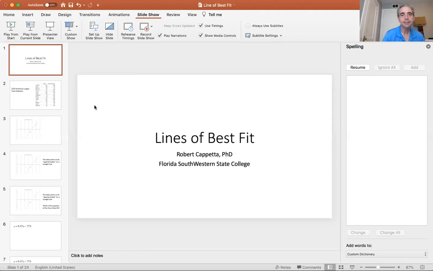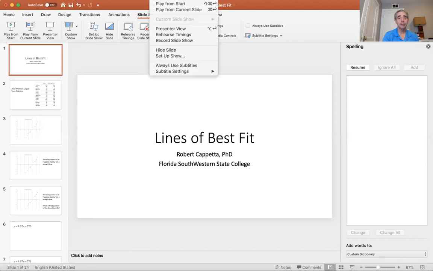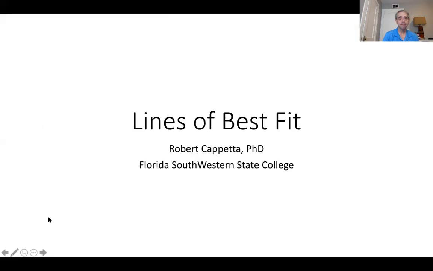This is Bob Capetta, and this lesson is on finding lines of best fit. So let's take a look at what I mean by that. I'm going to pull up some data that I have here, and it's going to come from a recent season of Major League Baseball.